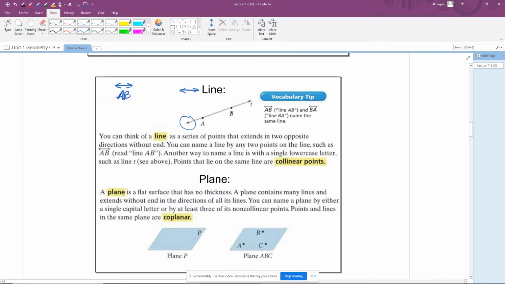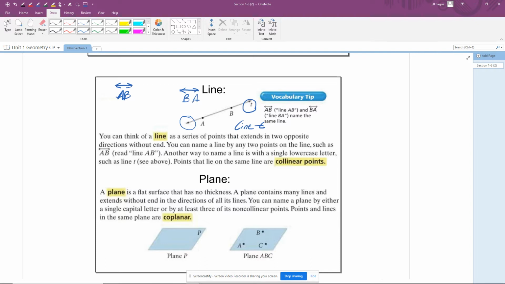So if I say line BA, I could still draw this. I would know it passes through B, through A, and it goes on forever. So the other way to label that would be BA. And then there's a third way, okay? If you have a letter over here with no point attached to it, we can just write the word line T.